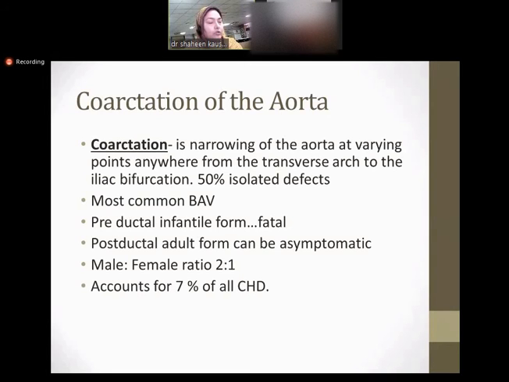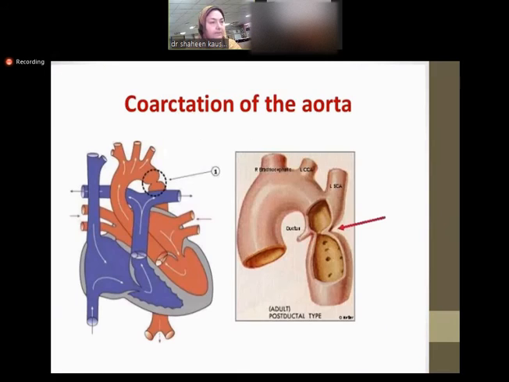Male to female ratio is 2:1. Males are more predominantly affected, and it accounts for 7% of all congenital heart disorders. As you can see in the picture, this is the aorta from the left ventricle, and there is a narrowing here after these great vessels. Okay, and it is postductal.